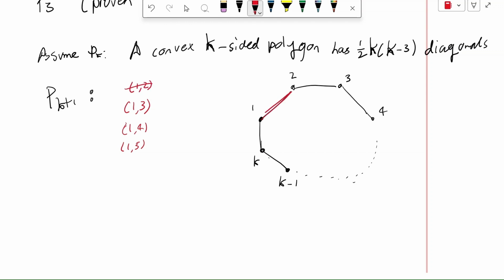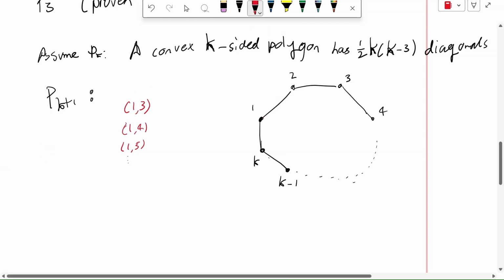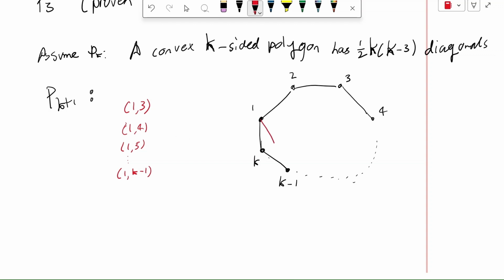Note that we won't have 1, 2. If I try and draw 1, 2, that's an existing edge on our polygon, so we don't include that as a diagonal. We're going to go all the way down here, and we're going to go all the way up to 1, k take 1. So that would be that diagonal there. Really importantly, we don't include 1, k, because that would be an existing edge already.